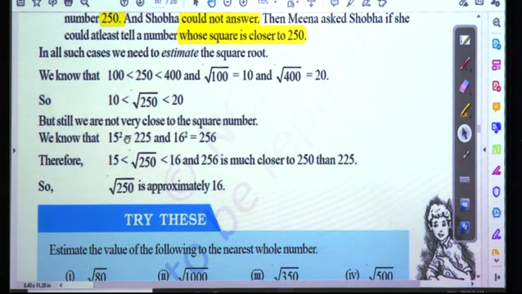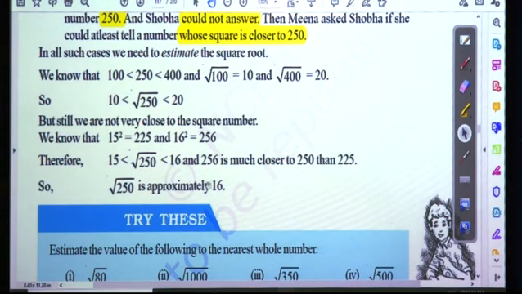We know that 15 squared is 225 and 16 squared is 256. Therefore, the square root of 250 lies between 15 and 16. And 256 is much closer to 250 than 225.